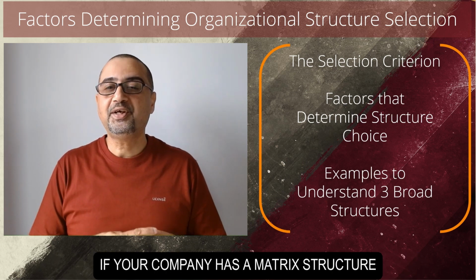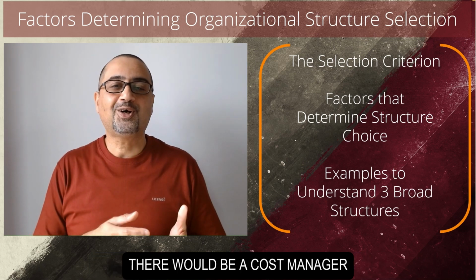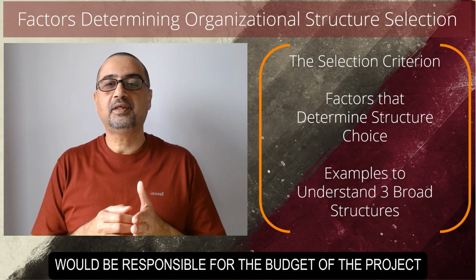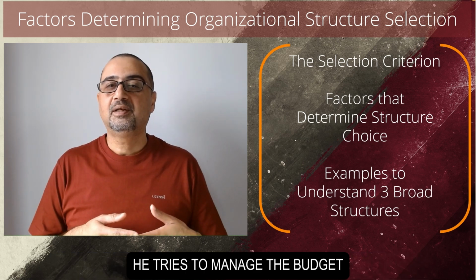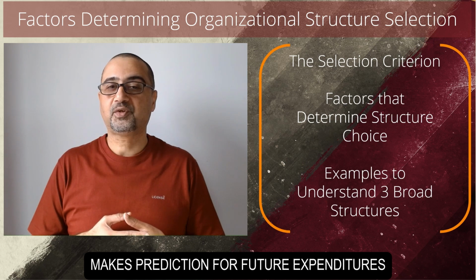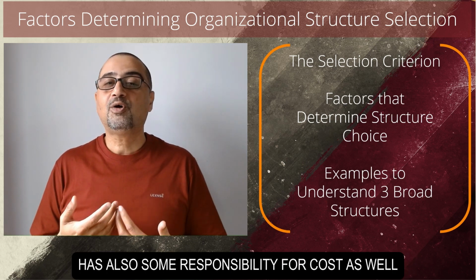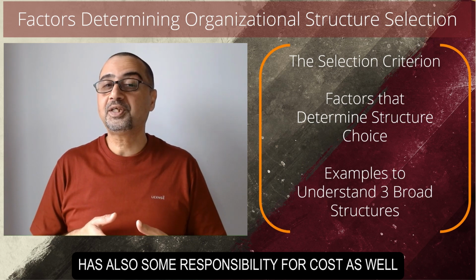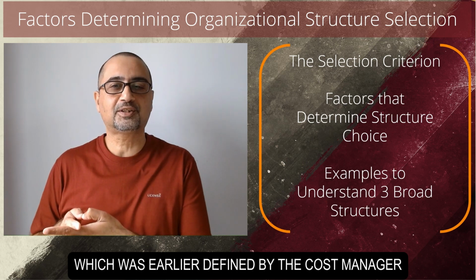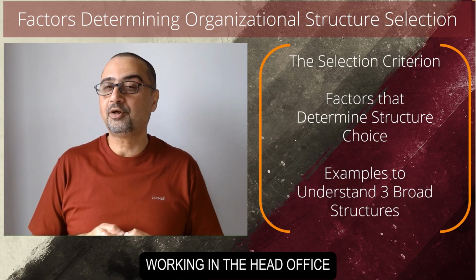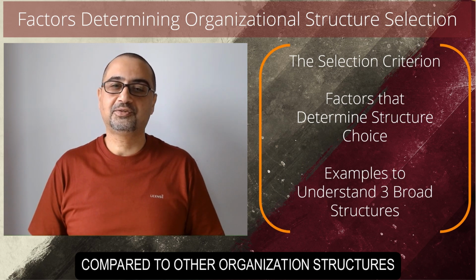If your company has a matrix structure, then the structure will be very complex. There would be a cost manager working in the head office who would be responsible for the budget of the project. He tries to manage the budget, makes predictions for future expenditures. Although this cost manager is responsible for the budget, the project manager has also some responsibility for cost as well. The project manager will have to fit in the budget which was earlier defined by the cost manager working in the head office. So you see, managing the budget is complex compared to other organization structures.